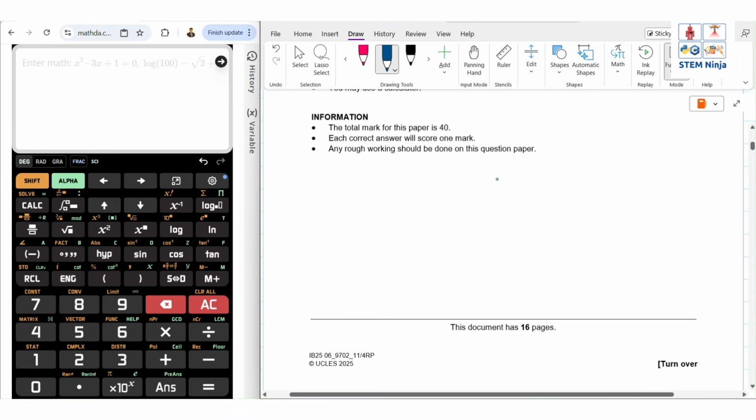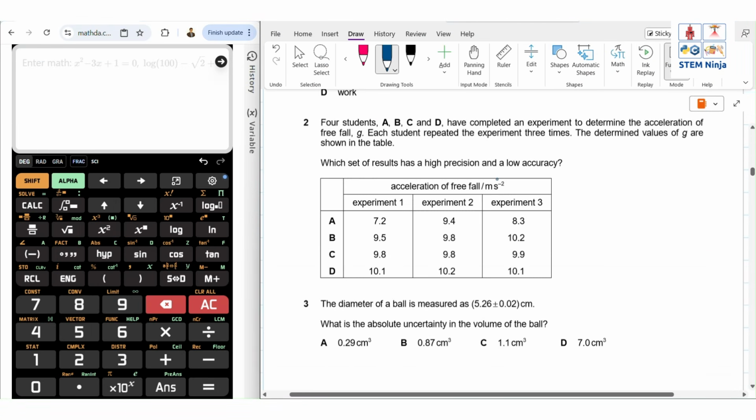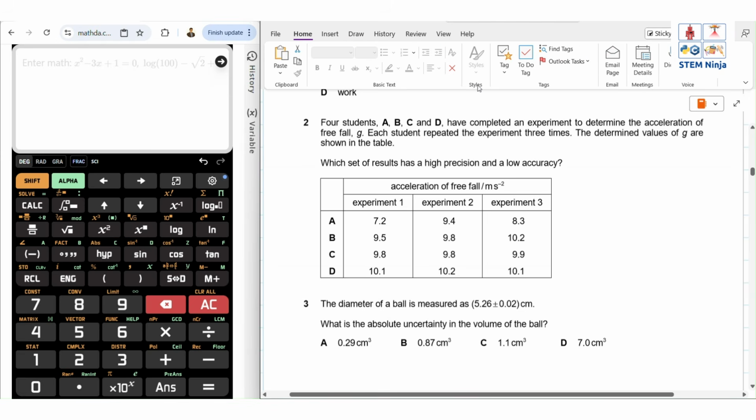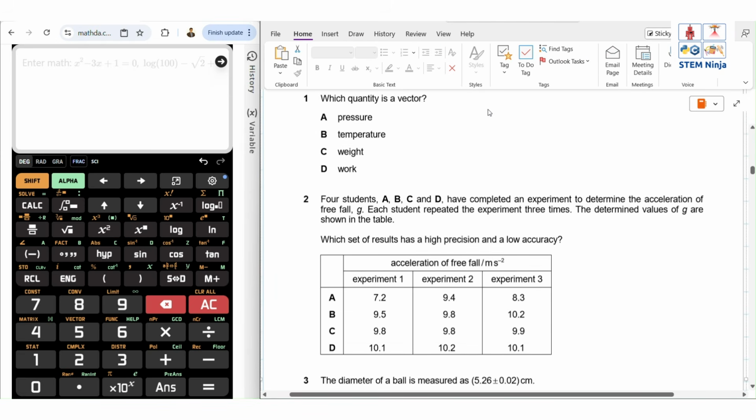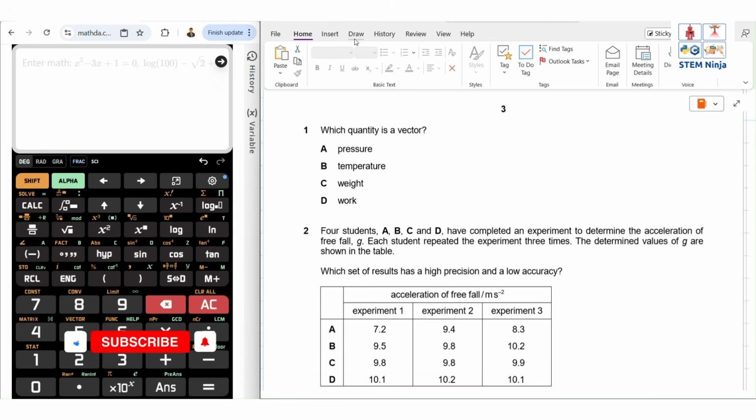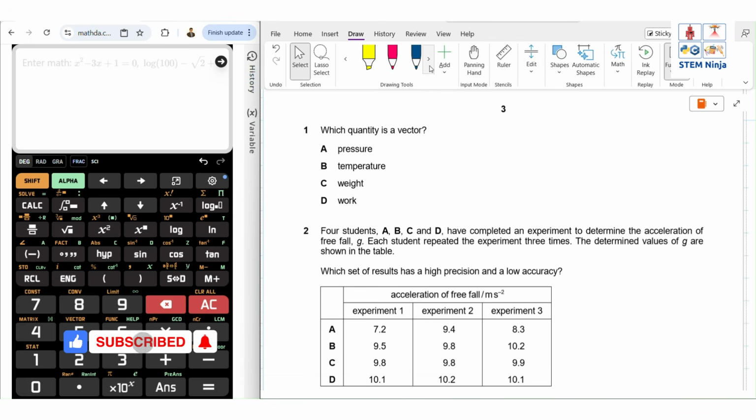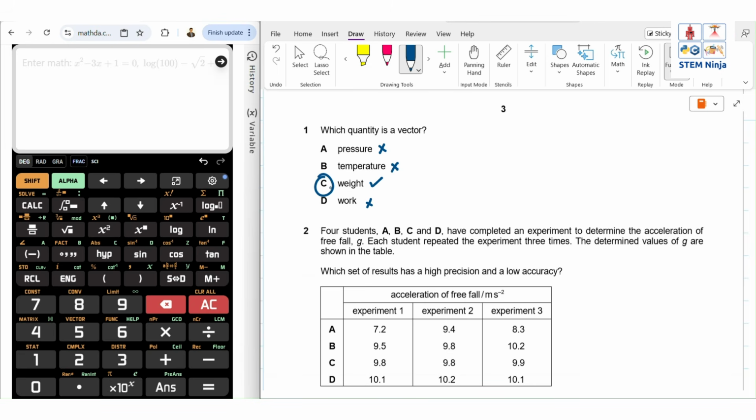All right. Which quantity is a vector quantity? So let's see. Pressure is not, temperature is not, weight is a vector quantity, work is not. So weight is the only answer.